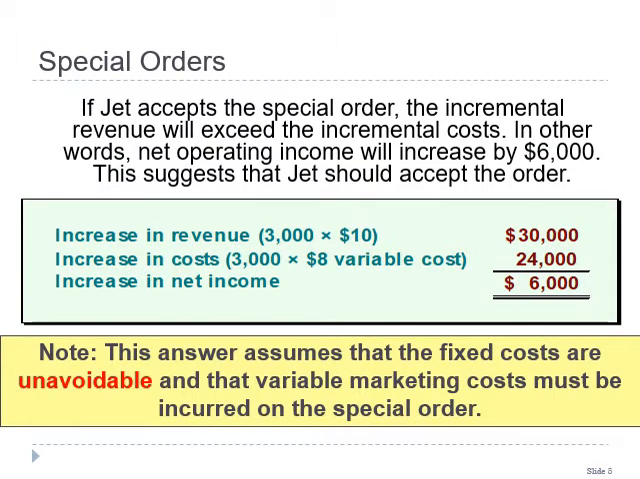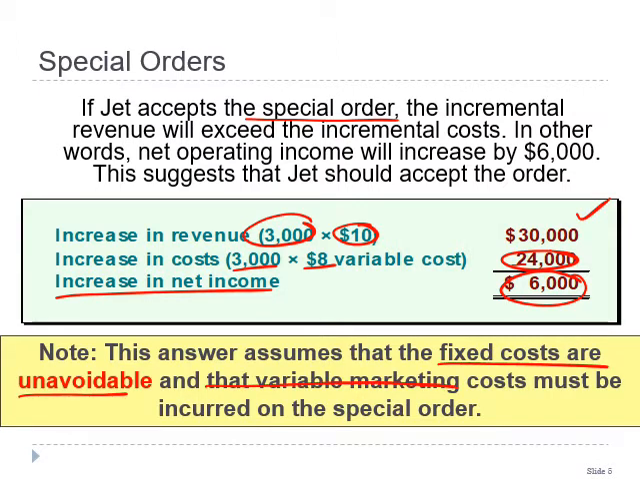So if Jet accepts the special order, the incremental revenue will exceed the incremental cost. What is the incremental revenue? The foreign distributor quoted 10 and Jet will deliver 3,000 units, so Jet will receive 30,000 in sales. Whereas Jet will incur a variable cost of 8 multiplied by 3,000 units, which is 24,000. In that case, there is going to be a $6,000 increase in income. Why? Because fixed costs are unavoidable and the variable marketing cost must be incurred on a special order. If the marketing cost is also not incurred, then the variable cost would be even less and our profit would be even higher, right? I hope you understand this one.